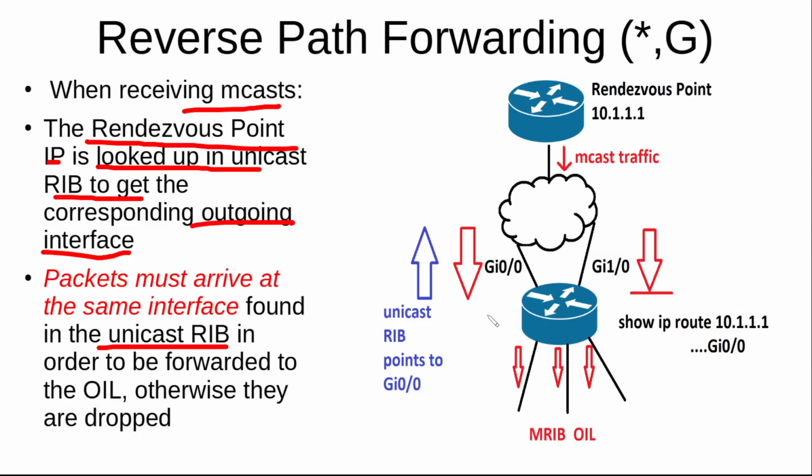So, for instance, this router is receiving multicast traffic at gigabit 0/0 and at gigabit 1/0. So, in order to abide by this law, this router will have to look up this IP address that corresponds to the rendezvous point within the RIB and obtain the unicast outgoing interface in order to reach that IP address. So the multicast that is arriving at gigabit 0/0 will be accepted, but the traffic arriving at other interfaces will be dropped.